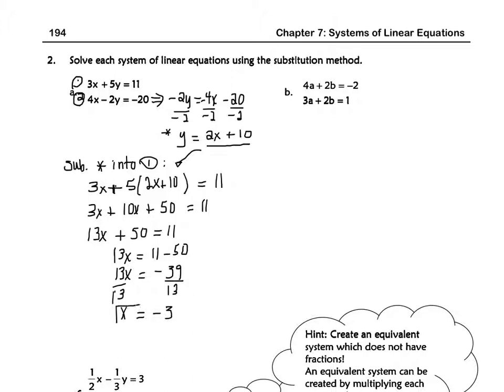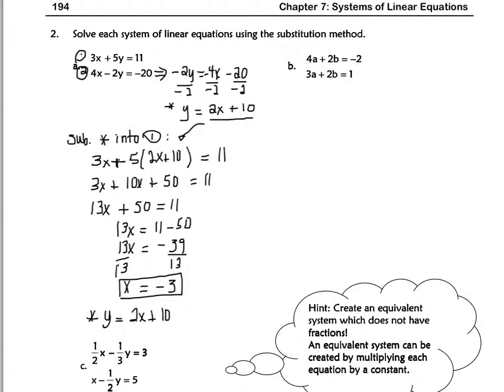So there's our value for x, and the easiest thing to do if we want to find y is to go back to our star equation, which was y equals 2x plus 10, and we would just substitute in now -3 for x, so that's 2 times -3 plus 10, which would give you -6 plus 10, or y equals 4.